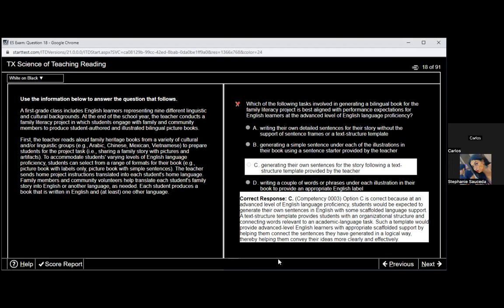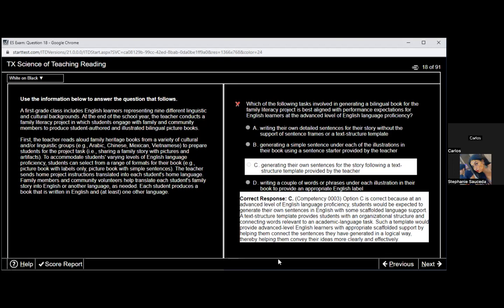So do you see why C is the correct level? Because students would be expected to generate their own sentences in English with some scaffolded language support. A text structure template provides students with an organized structure and connecting words relevant to an academic language task. Such a template would provide advanced level English learners with an appropriate scaffold. A model supports by helping them connect the sentences they have generated in a logical way, thereby helping them convey their ideas more clearly and effectively.